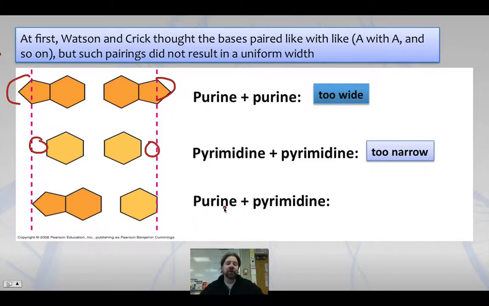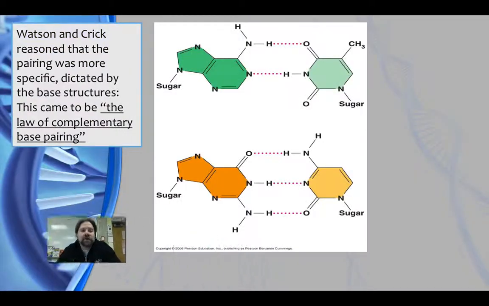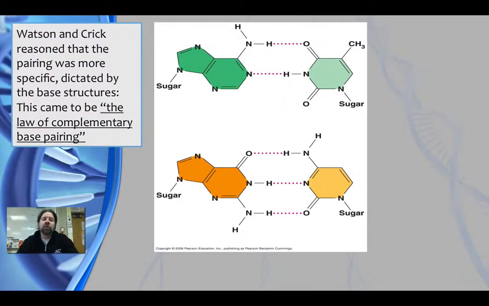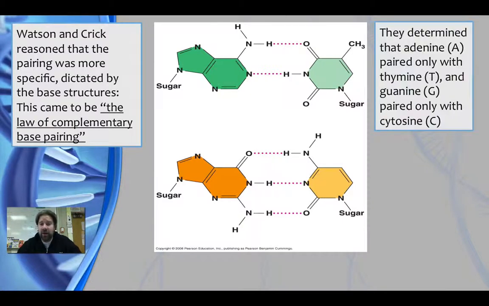But if you wind up using a purine and a pyrimidine, those 2 together, you're going to wind up fitting the width of the DNA at a consistent width the entire stretch down. So purines and pyrimidines, the bonding between those 2 was just right. So Watson and Crick reasoned that the pairing was more specific, and it's based on base structures. And they call this the law of complementary base pairing. And what they determine is that A can only bond with T and G can only bond with C, and not the other case with the purines and the pyrimidines.